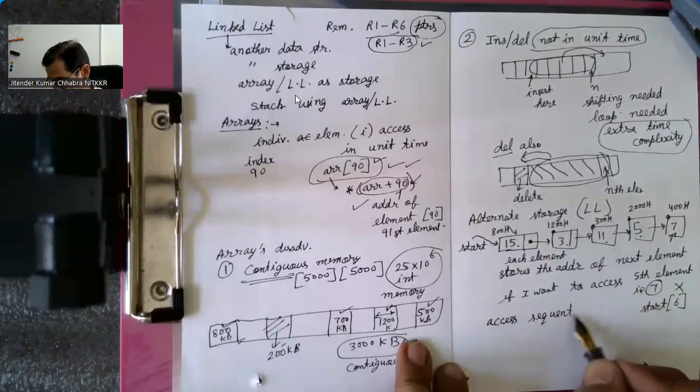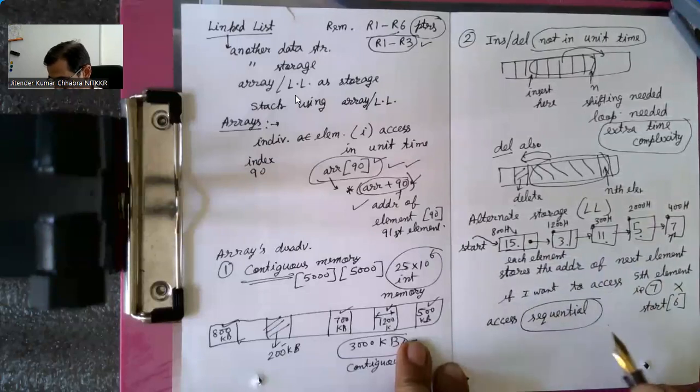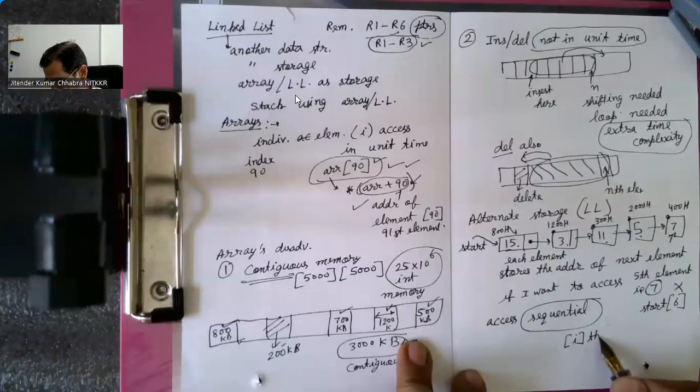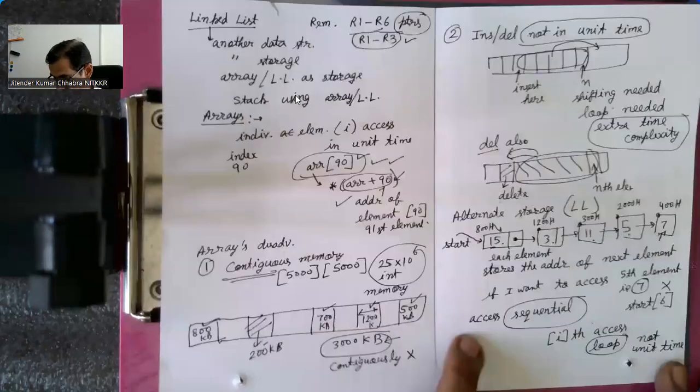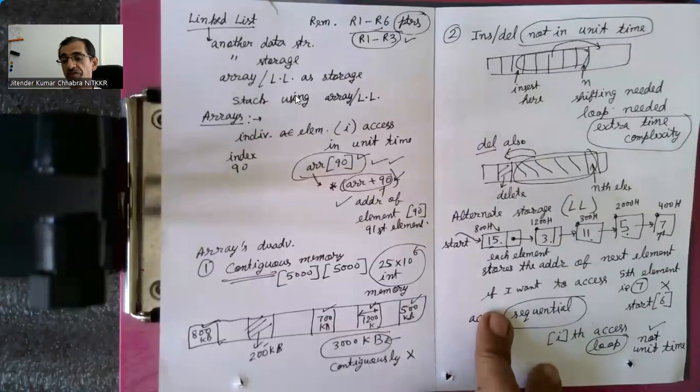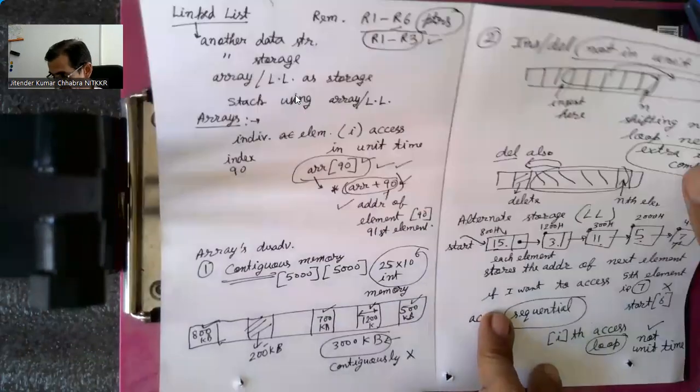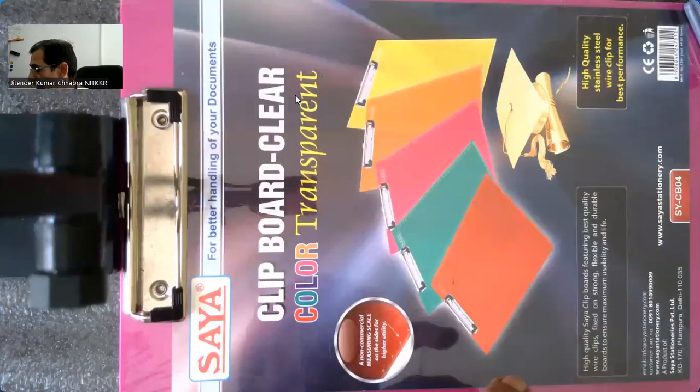Hence, if I have to do individual access, then accessing the ith element will require a loop. And unit time is not possible. So in an array, this individual access was unit time, but now it's no more unit time. So that's one point which we have to remember always. Having said that, there are some advantages also.